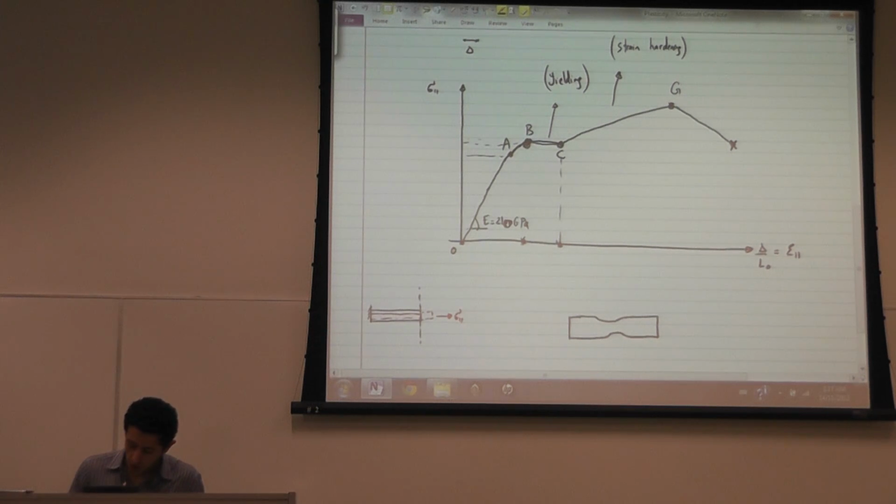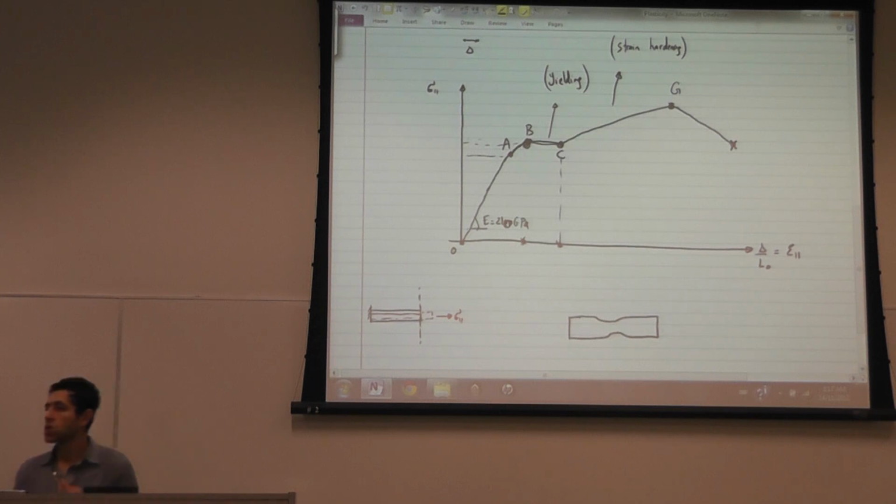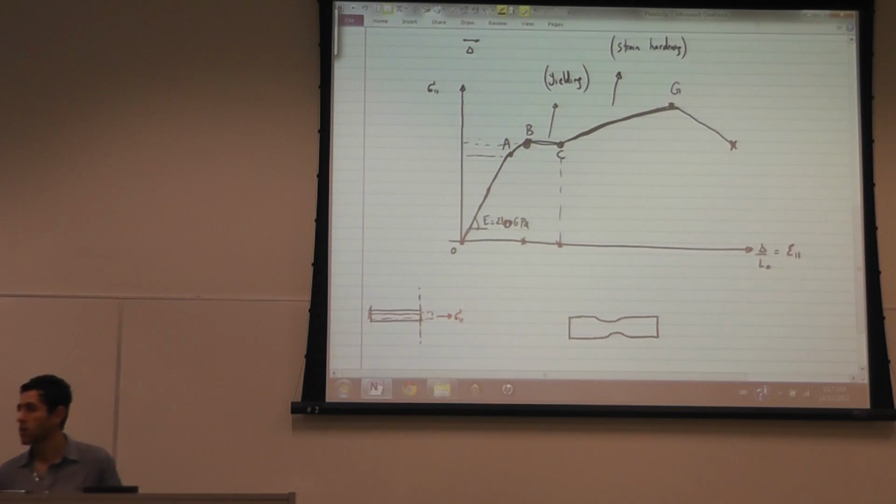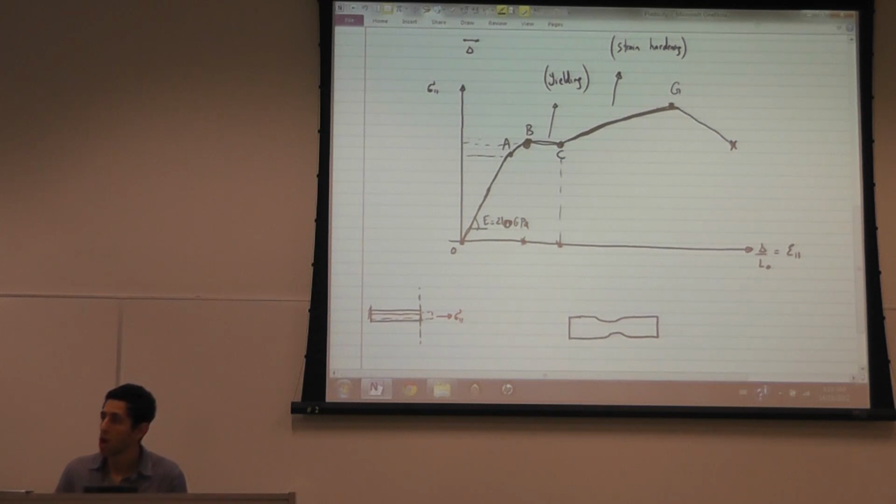Now the area from C to G is called strain hardening. The reason why it's called strain hardening, even though you can see that the slope here is less than the initial slope. So you'd expect that this is a softer material rather than a harder material. If the relationship between the stress and the strain has a lesser slope, you would want to call it softer material, not harder material. But we call this hardening because this is hardening compared to the initial yield.